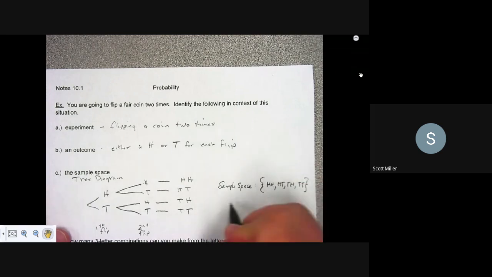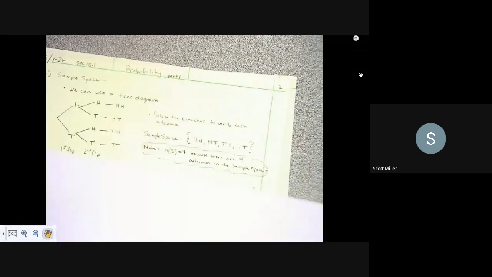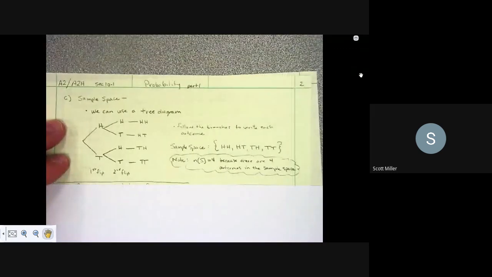And then also note how many numbers are in the sample space. The number in the sample space, which is important to us, is that there are 4 outcomes possible. Okay? And that's important because this number is going to be part of our probabilities. All right? So let's go back over here and take a look at what we have going on. So this is what we just did right here.